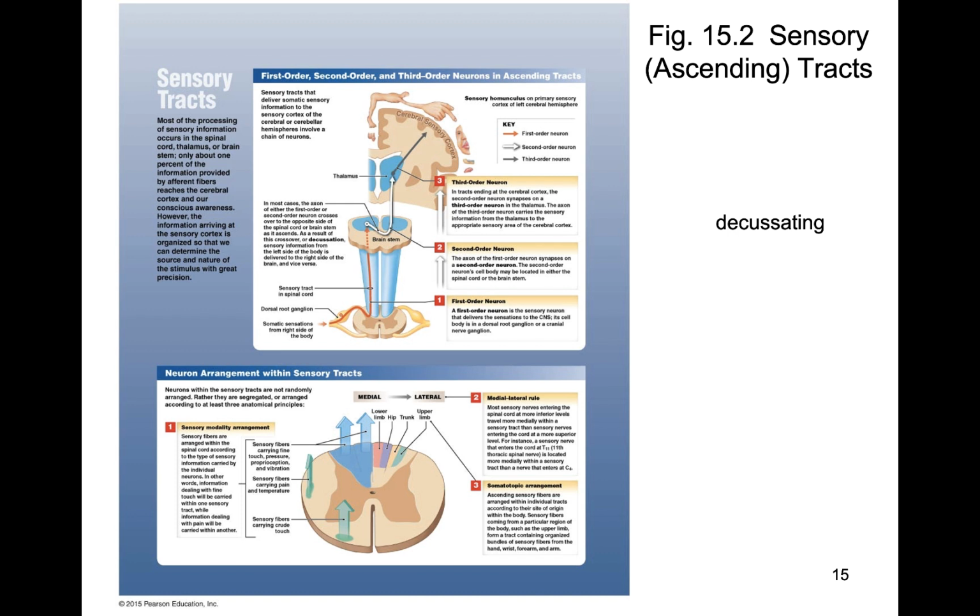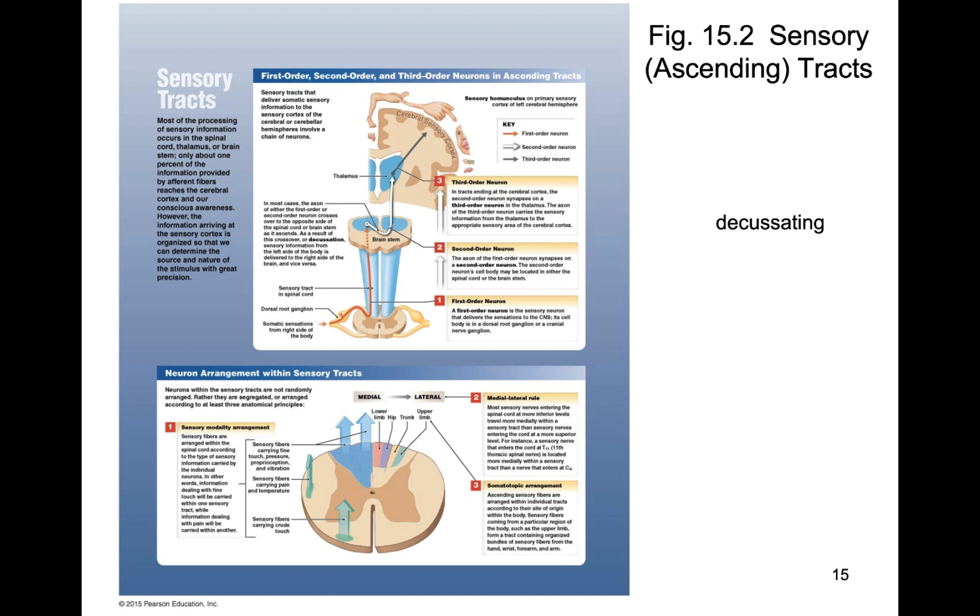Now this third level or third order neuron is going to take the sensory information from the thalamus to the higher levels of the brain, depending on wherever it needs to go. And this is known as the spinothalamic tract. So it's taking information from the spinal cord to the thalamus of the brain, and then it can be sent to the higher levels where thinking occurs or where the consciousness is.